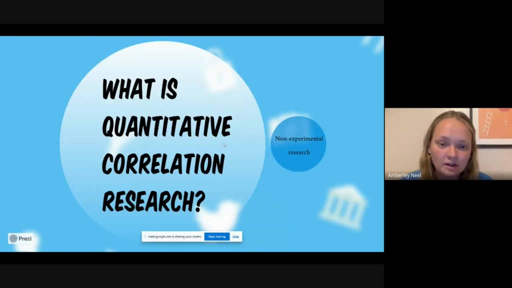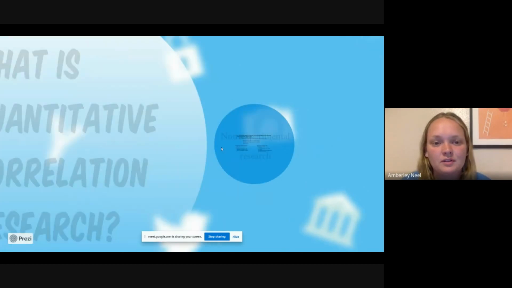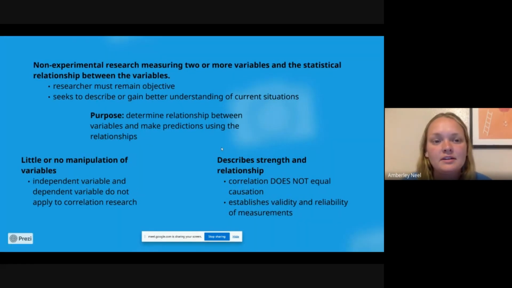So what is quantitative correlation research? It is a non-experimental research measuring two or more variables and the statistical relationship between the variables. The purpose is to determine relationships between variables and make predictions using the relationships. There is little or no manipulation of the variables, and it is also used to describe strength and relationship.